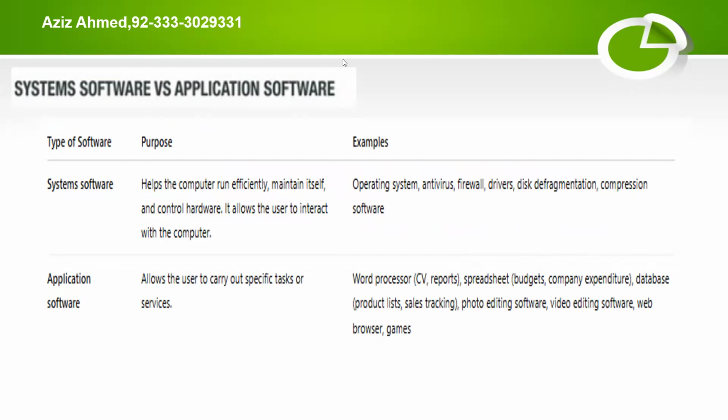System software helps the computer run efficiently, maintain itself, and control hardware. It allows the user to interact with the computer. Operating system, antivirus, firewall, drivers. What is drivers? I tell you. Drivers are software which run any hardware.